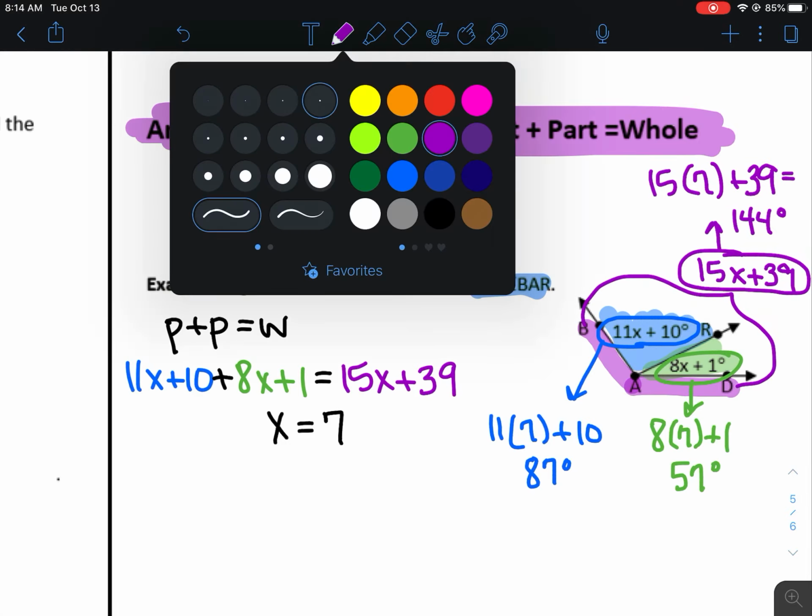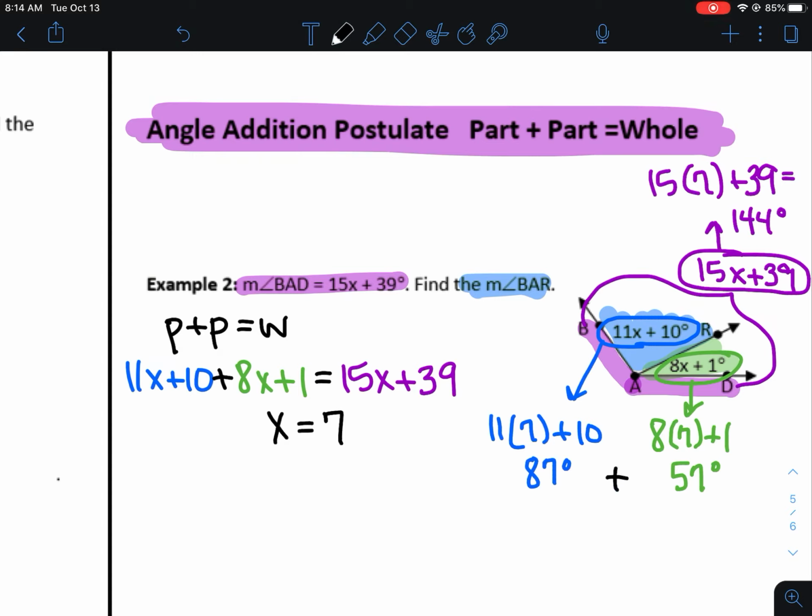Okay, so now we're just going to double check by adding these two together and making sure that they equal 144 degrees, which they do. So we check that both of those are equal, so all of our work is correct.